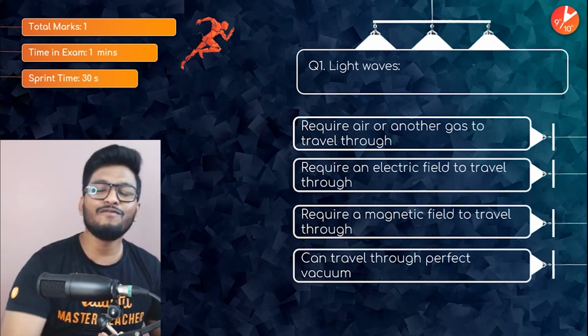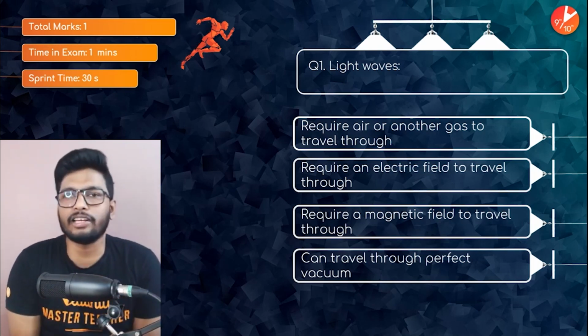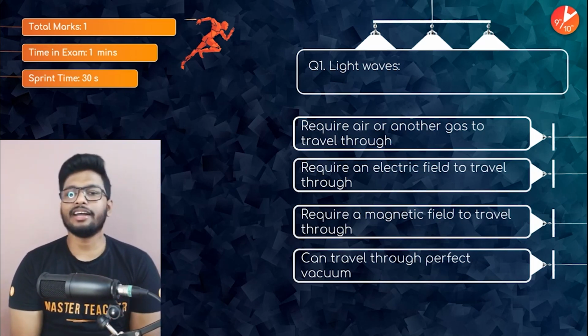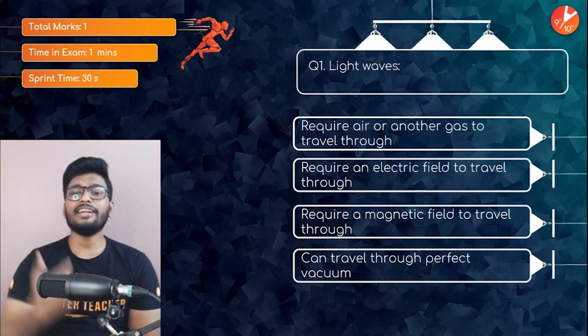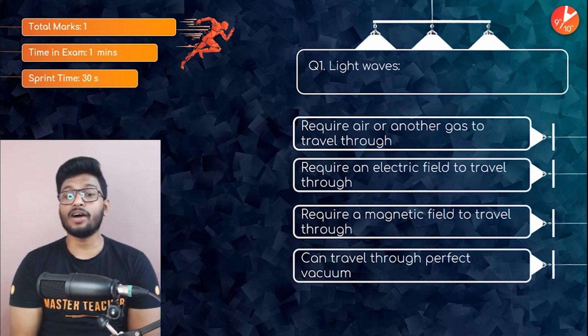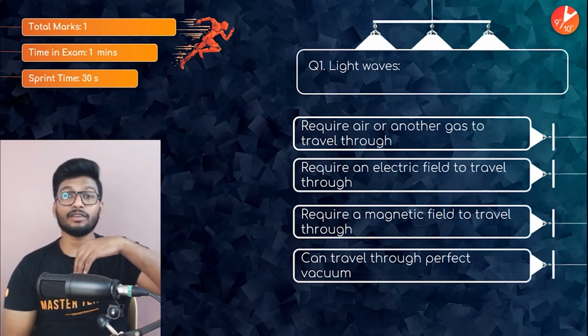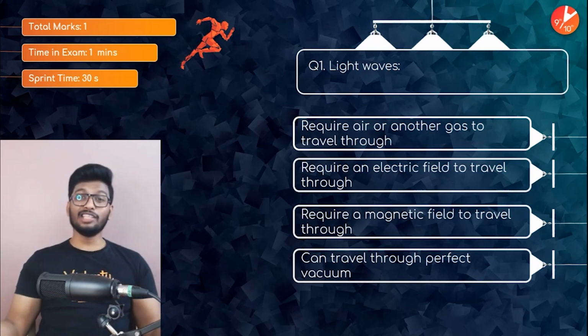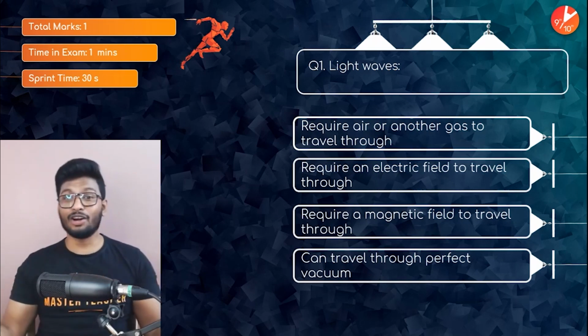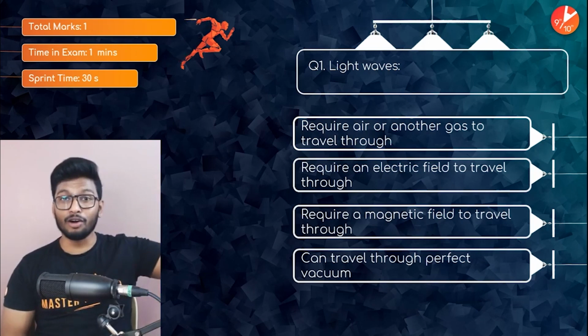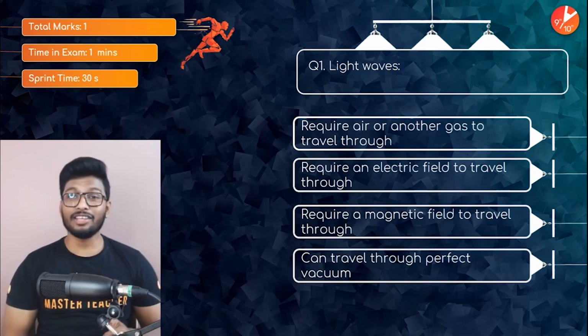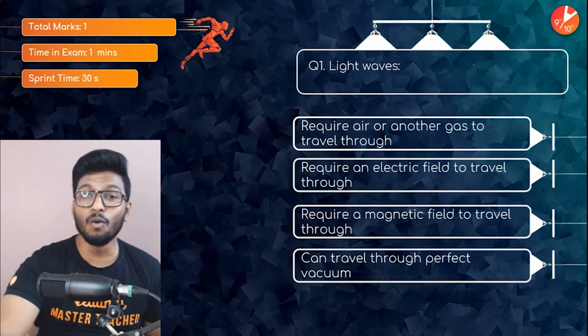Here is the first question on your screens right now. Light waves require air or other gas to travel through, require an electric field to travel through, require a magnetic field to travel through, or can travel through even in perfect vacuum. Super easy question, isn't it? I think you guys have already put down the answers. If you haven't, pause the video and put down the answer. But I'm going to tell you the answer in 3, 2, 1.